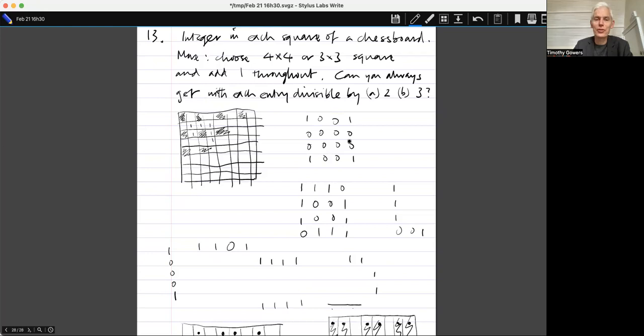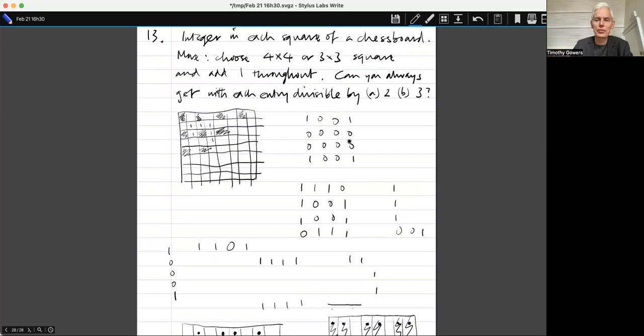What about divisible by 3? So now we have noughts, ones, and twos, and I have a horrible feeling the answer to this one's going to be yes. Horrible, because that seems like an even less pleasant thing to prove than it would have been for 2.